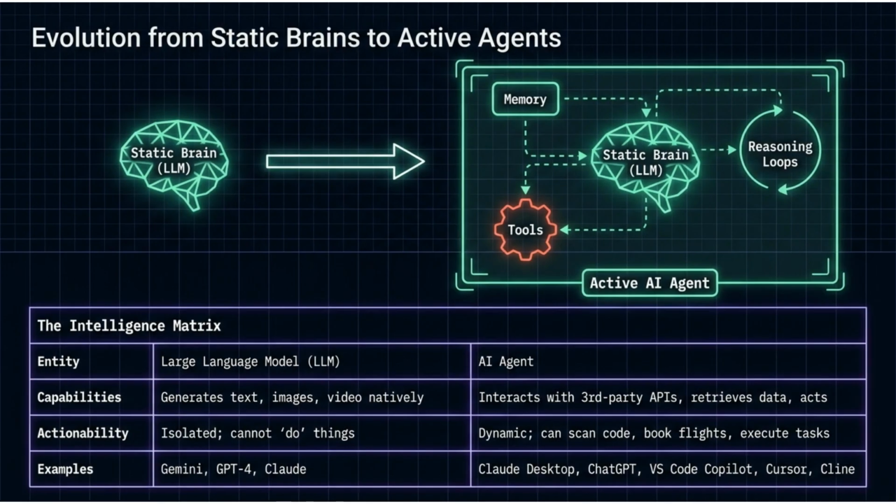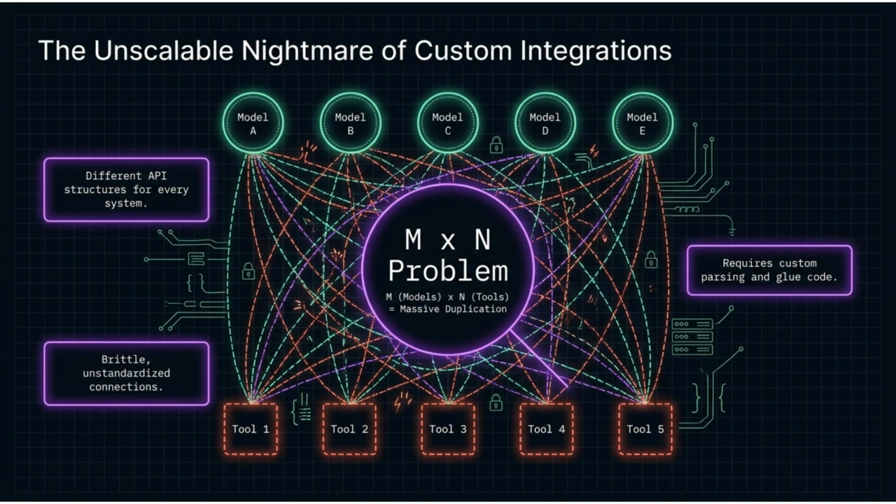We are moving from static brains, like large language models, to active AI agents. LLMs primarily generate text and images. Active AI agents, however, can interact with third-party APIs, retrieve data, and execute tasks using tools and reasoning loops. Custom integrations lead to the M×N problem, where M models must connect to N tools, resulting in massive duplication. This creates brittle, unstandardized connections, requiring custom parsing and glue code for every system.